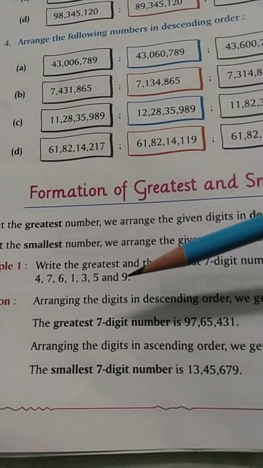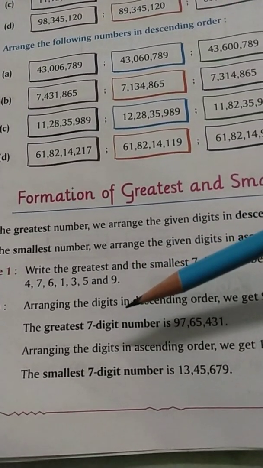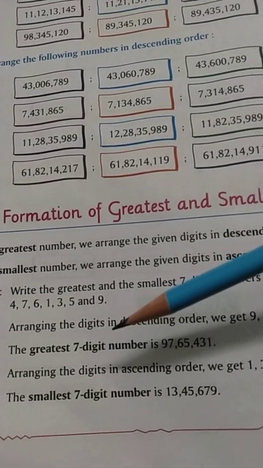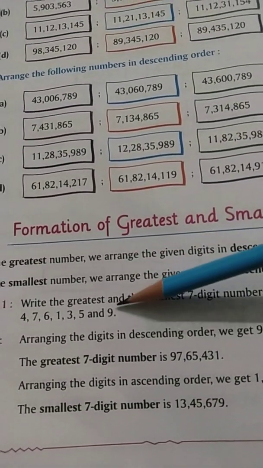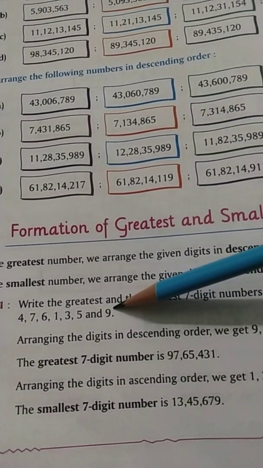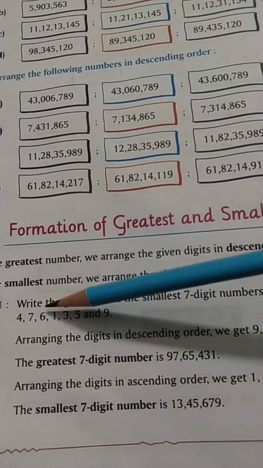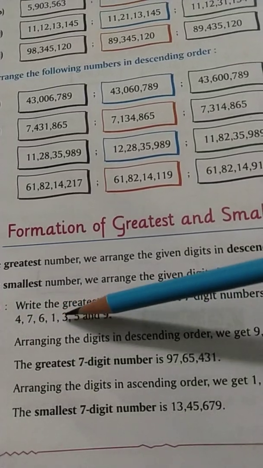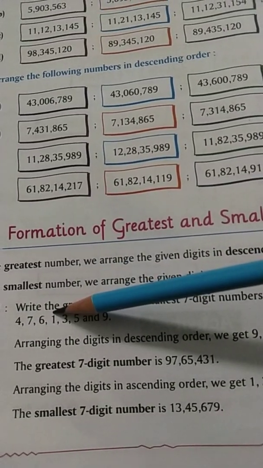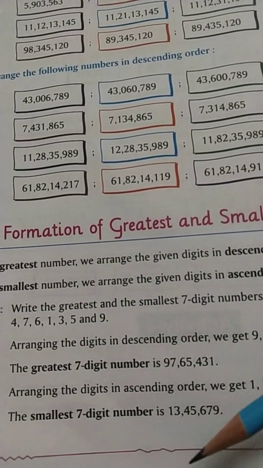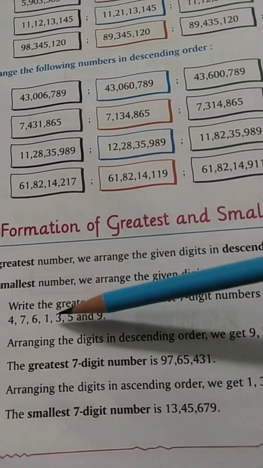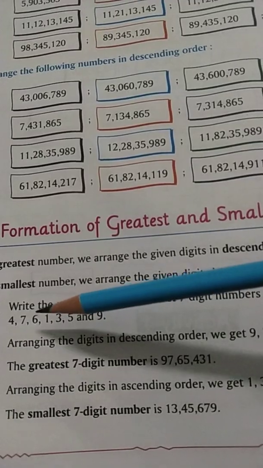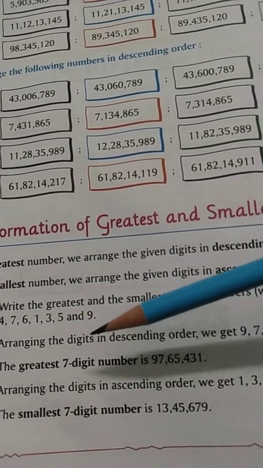Now, as I said, to form the greatest number, we will arrange the digits from greatest to the smallest, means descending order. That is, the greatest number is 9, then 7, then 6, 5, 4, 3, 1. And to form the smallest number, just opposite of it, 1, 3, 4, 5, 6, 7, 9.